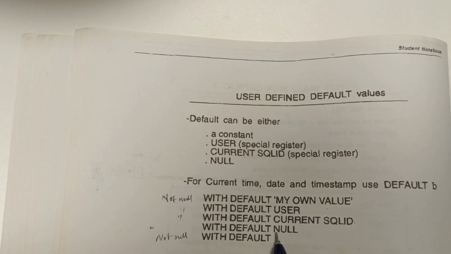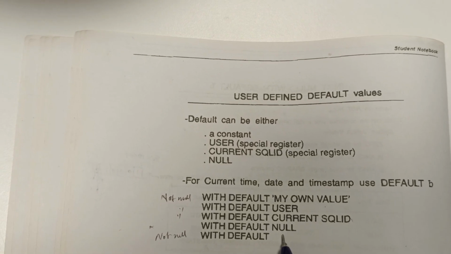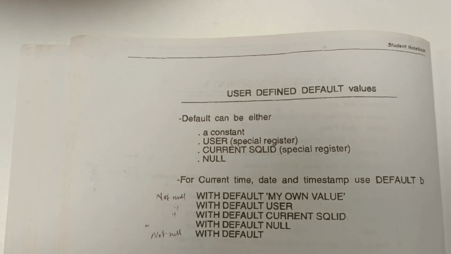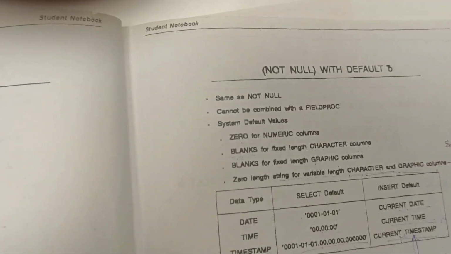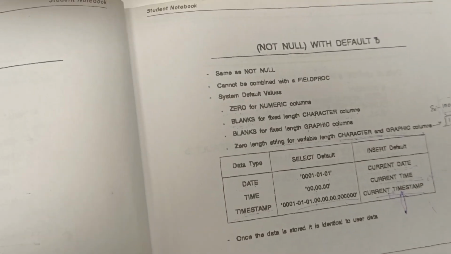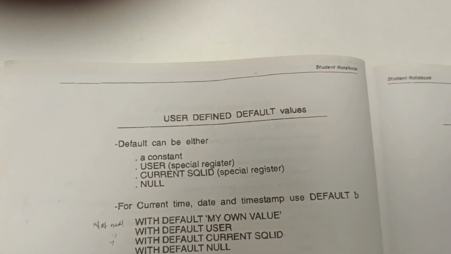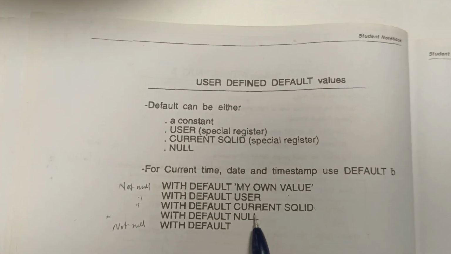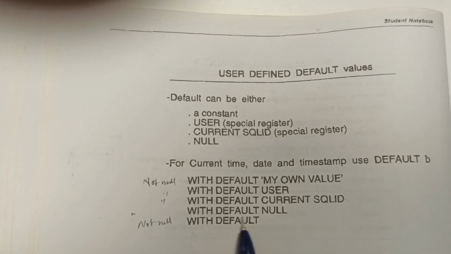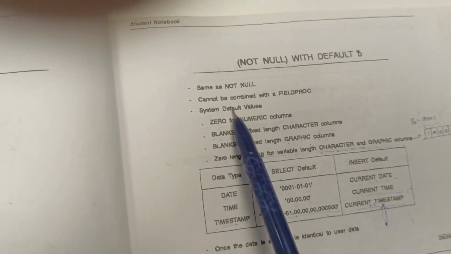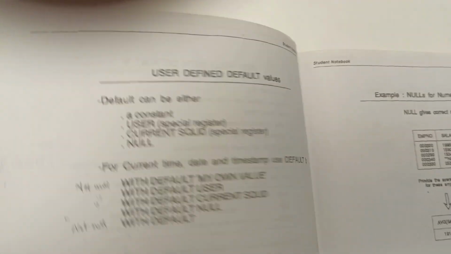Instead of not null with default for character, where the default is blank for the character field, I can override it and specify the null value. For numeric data we saw 0 by default, but if you do not want that, I can specify the null value, which means it will not store any value. Instead of 0, it will override with the null value. These are the different types of not null with default values.